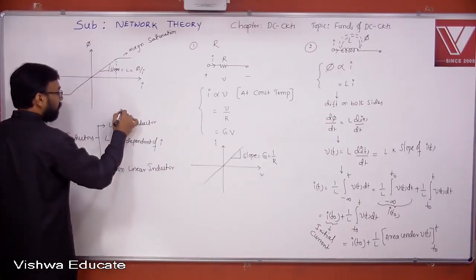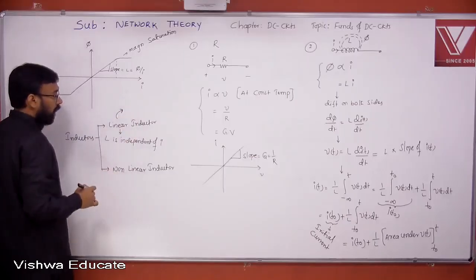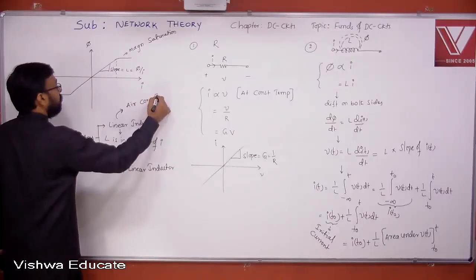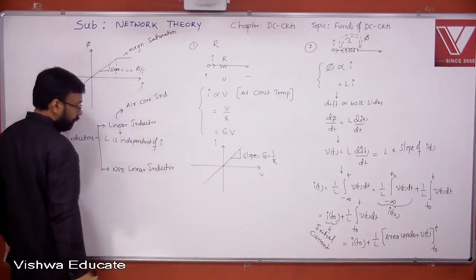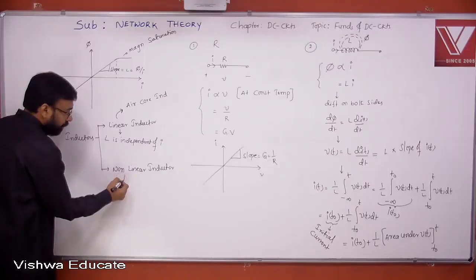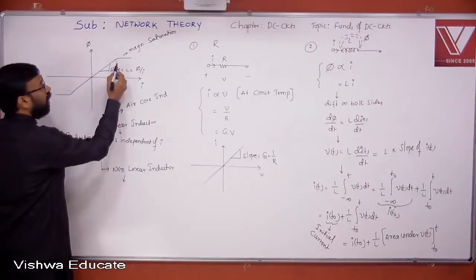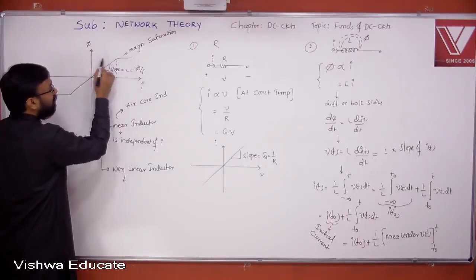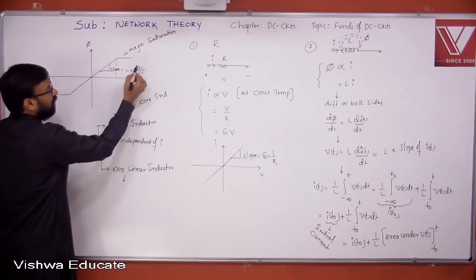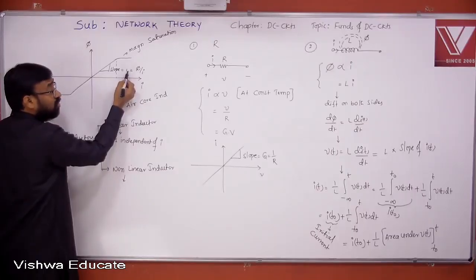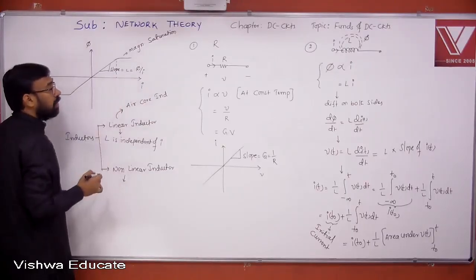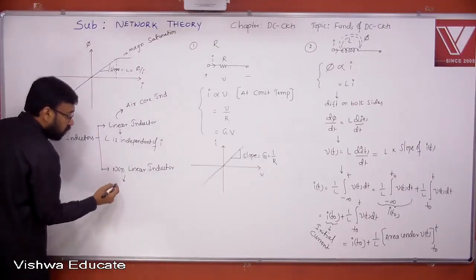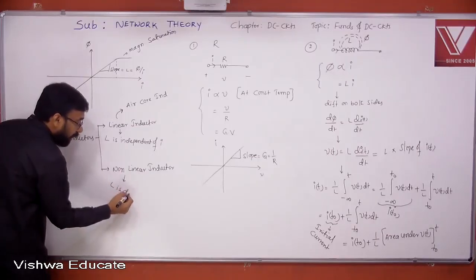Example for linear inductor. You have a best example, air core inductor. What about the nonlinear inductor? Look at this saturation. In this saturation, if current is doubled, the flux remains the same. The flux is not getting doubled. Then the L value is changing with respect to the current value. When I is changing, L is changing. That means L is depending on the value of I.